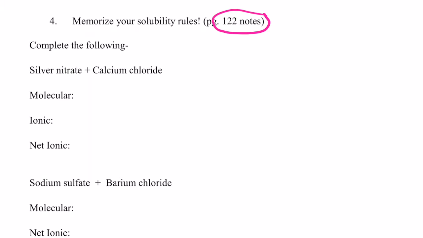All right. So let's write the molecular, ionic, and net ionic equation for silver nitrate reacting with calcium chloride. Let's write the ions down here to help me write the formulas. Isn't silver Ag plus and nitrate is -1? Calcium's +2 and chloride is -1. That takes us back a long time, doesn't it?